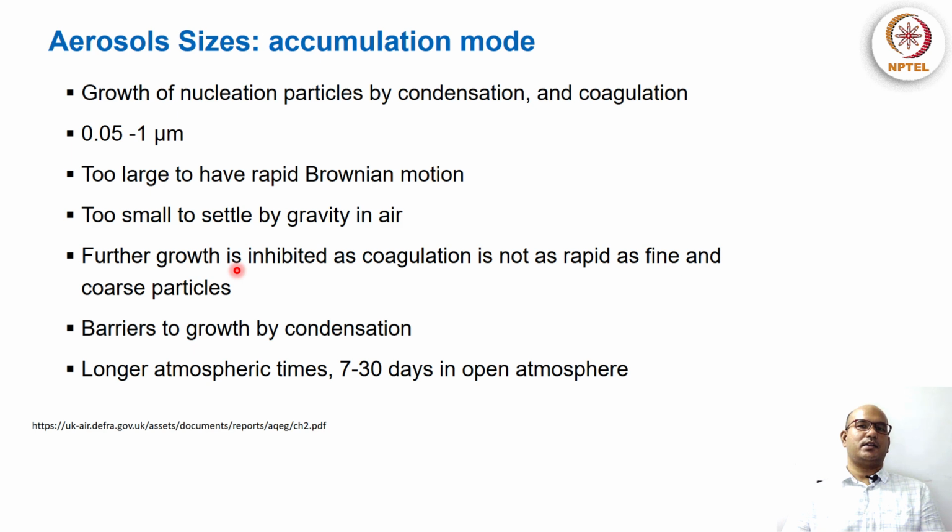Further growth is inhibited after nucleation and condensation. These particles come in accumulation mode, but the Brownian motion is not as rapid. So future growth is inhibited as coagulation is not as rapid as for fine and coarse particles. So not as rapid as fine particles, and coarse particles anyway will deposit better. So there are barriers to growth of these particles by condensation. So these particles have longer atmospheric times, typically 7 to 30 days in the open atmosphere.